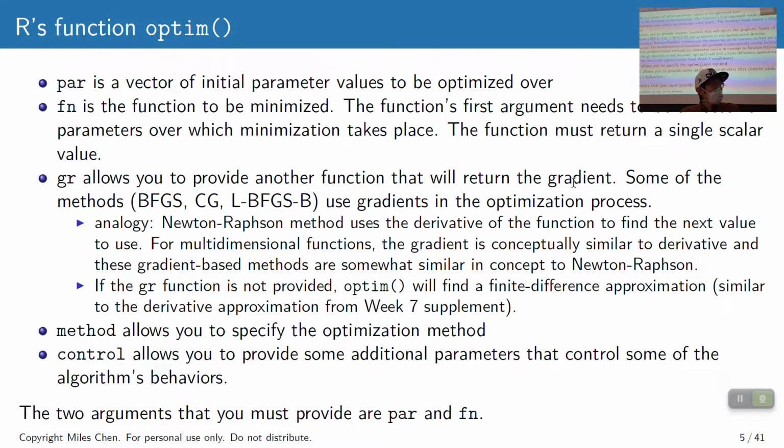And in 102b, I cover gradient descent, which is another optimization method. And what did I write? Newton-Raphson uses the derivative of the function to find the next value to use, and for multidimensional functions, the gradient is conceptually similar to the derivative. These gradient-based methods are somewhat similar to Newton-Raphson, okay? And if the gradient function is not provided, optim will use a finite difference approximation, which is similar to our derivative approximation that we did in one of the week 7 lectures. You can specify which method to use, and there are other control options.